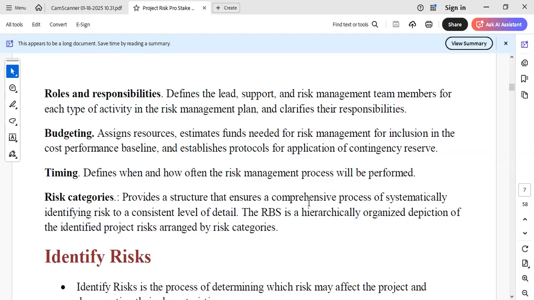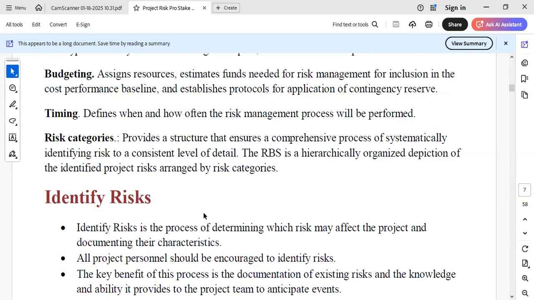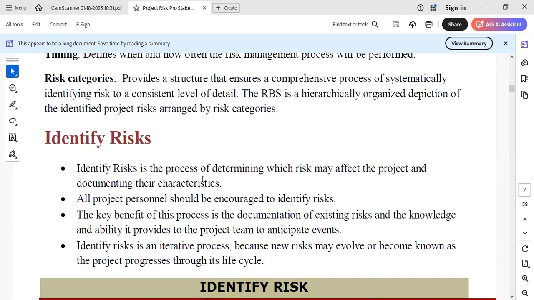So now we have the project risk management plan as our output of the plan risk management process. We carry these procedures, these policies, these rules into the next phase. Now we cannot sit down, observing those rules, to identify the risk upon our project. In this process, when we say identify risk, we want to determine which risk may affect the project and document them and their characteristics. And when we do this, we must encourage our project personnel to be part of this.